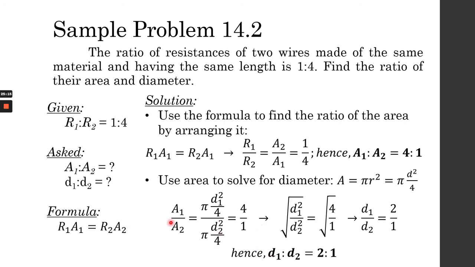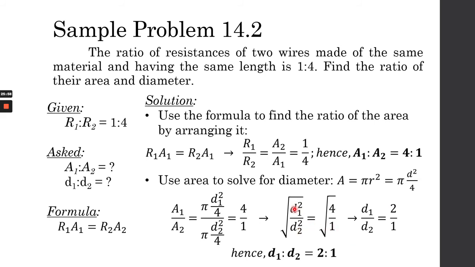So, how did we do that? So, A1, substitute A, d squared over 4. We denote this as the diameter of the first wire, and this is the diameter of the second wire. So, we can cancel the pi, we can cancel the denominator 4, which will give us basically d1 squared over d2 squared is equals to 4 over 1, because a1 over a2 is 4 over 1. Square both sides, you'll get d1 over d2 is equals to 2 over 1.